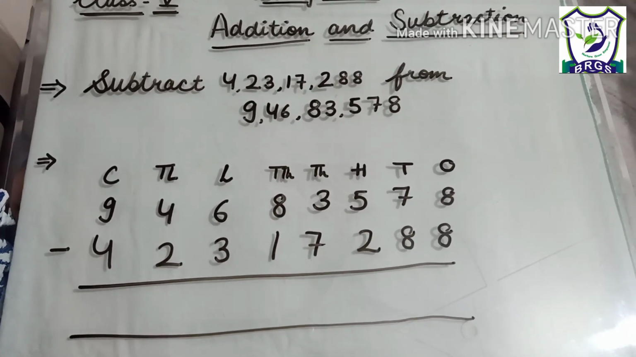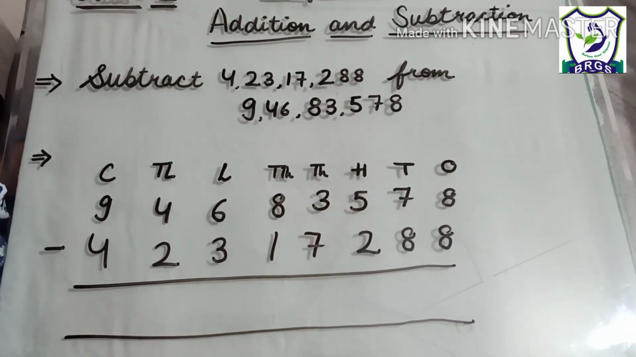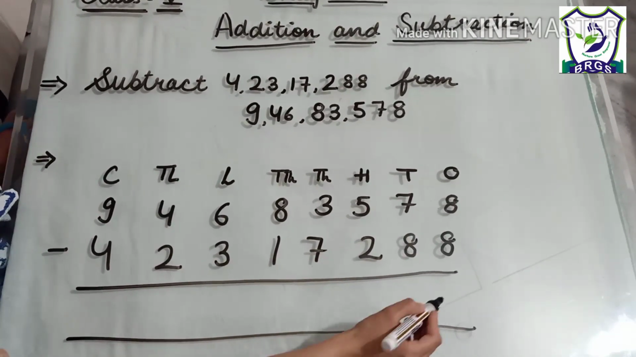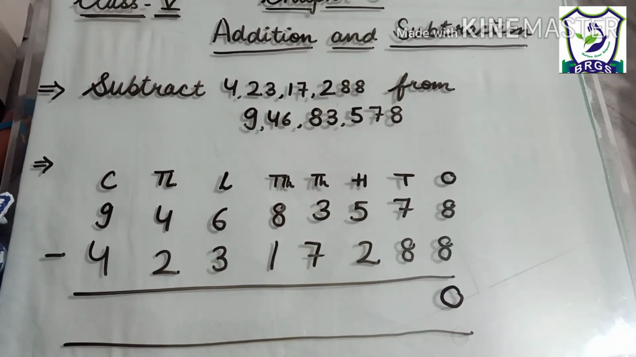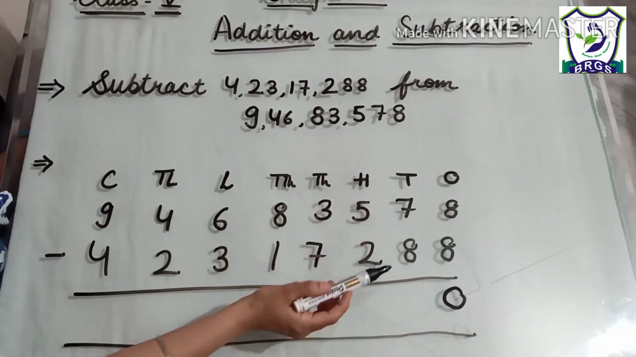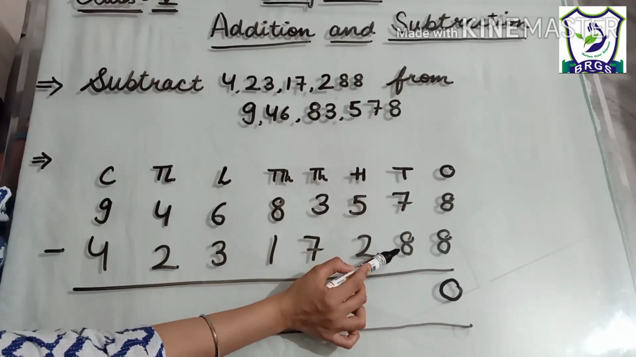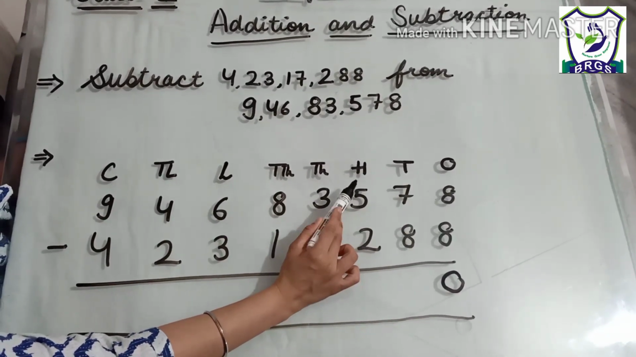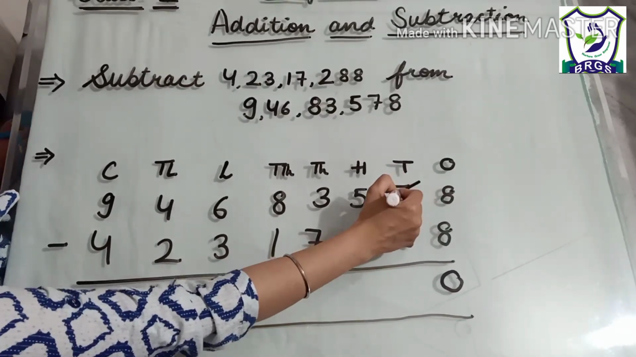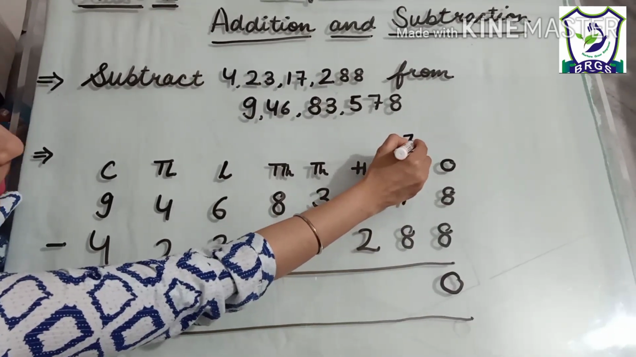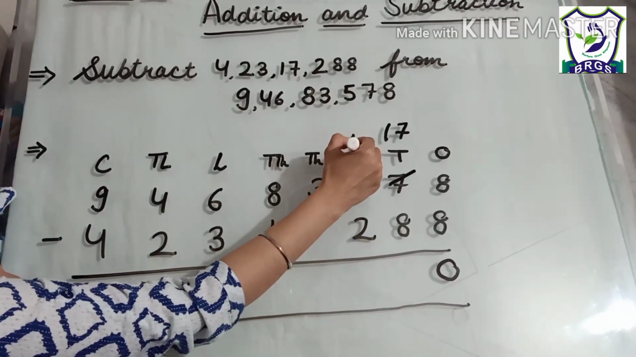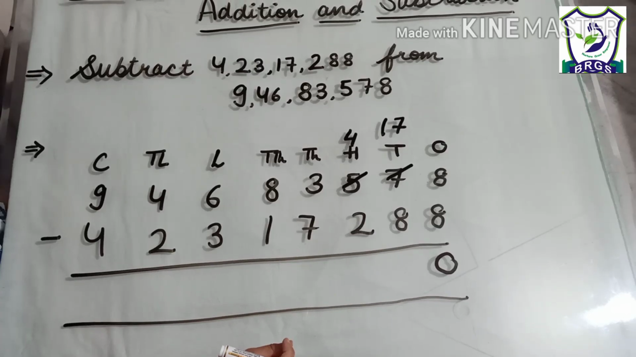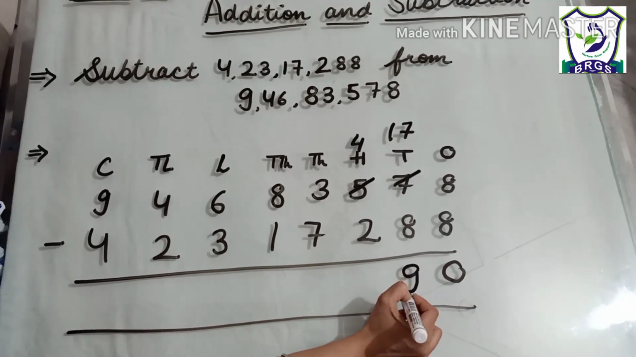Our step number 1 is subtract the ones. Our ones digits are 8 and 8. So 8 minus 8 is 0. Okay students, now come to the tens place. Here is 7 and here is 8. We know that 8 is greater than 7, so we will borrow one carry from the hundreds place. So it becomes 17 here, and it becomes 4 here. So 17 minus 8 will become 9.